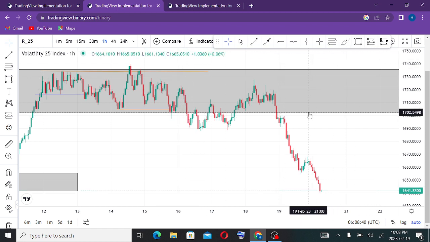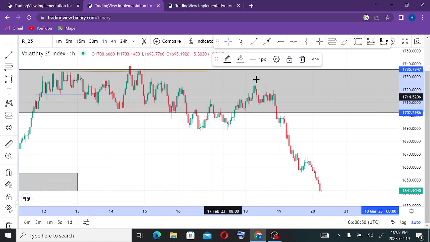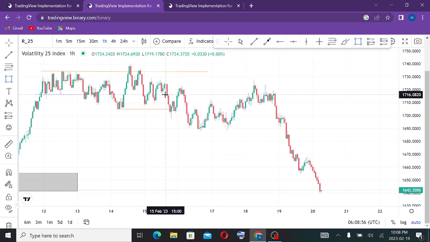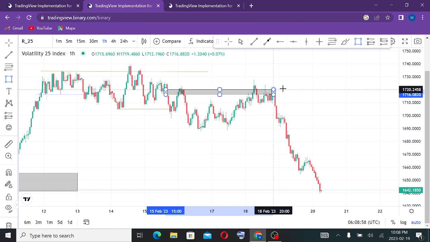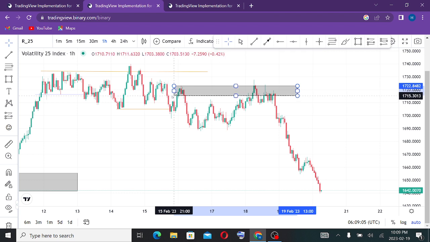Having gotten so close, I would love to remove this zone so that it will get clearer. So now, having done that, we use this zone. What zone am I marking? I'm marking this order block. So we use this order block here to pick our entry.